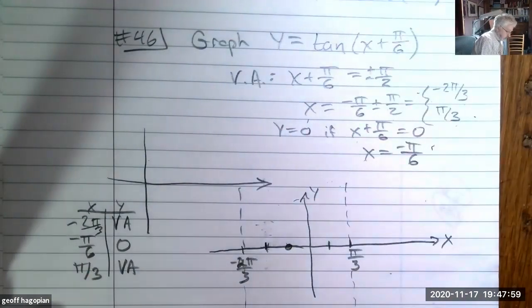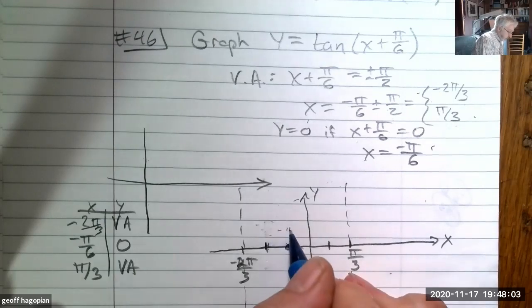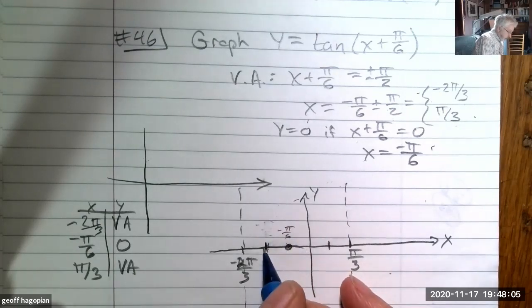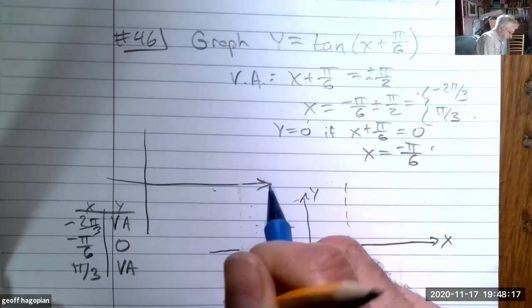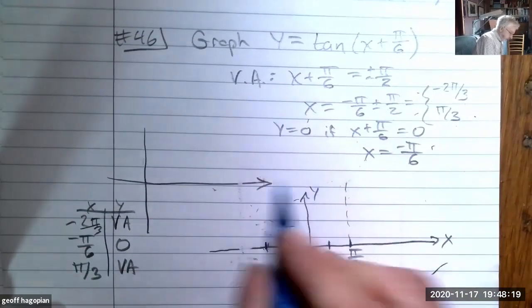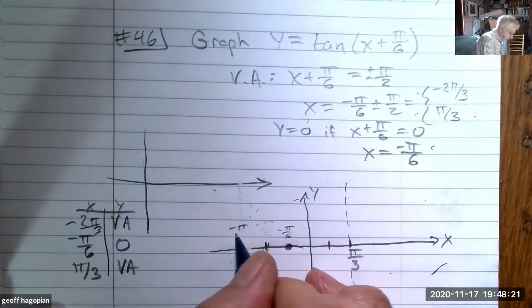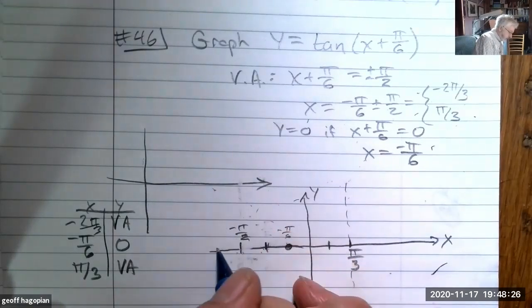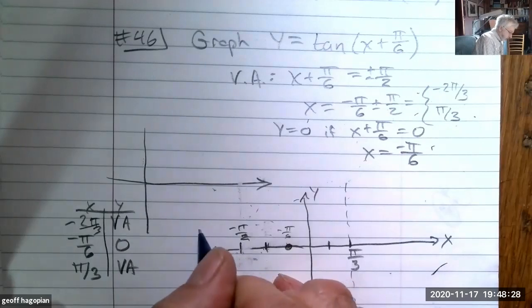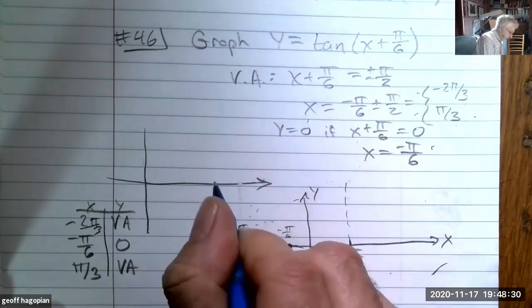Did I do that right? So this is pi over 6. Yeah, negative pi over 6. Negative 2 pi over 6 is negative 2 pi over 3. Negative 3 pi over 6. Oh, yeah, I didn't do it right. Haste makes waste, as they say. So this is negative pi over 2 here, right? So pi over 6, 2 pi over 6, 3 pi over 6, 4 pi over 6 is here. That's negative 2 pi over 3, right?